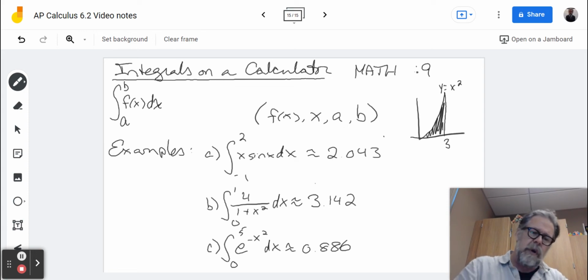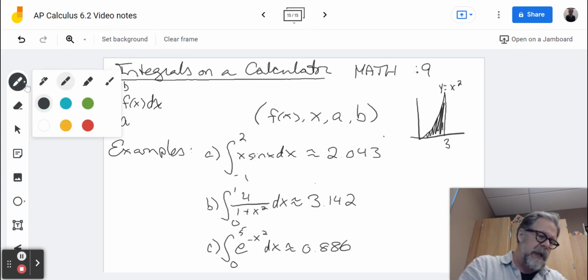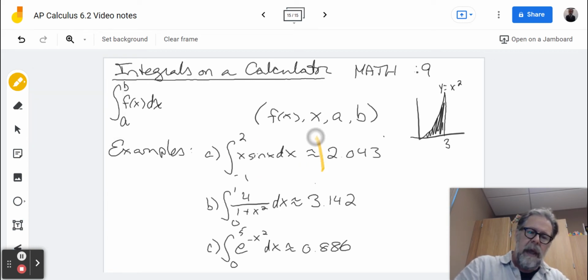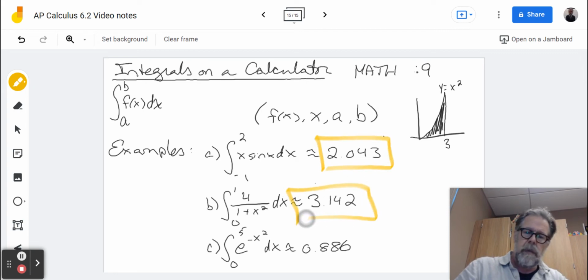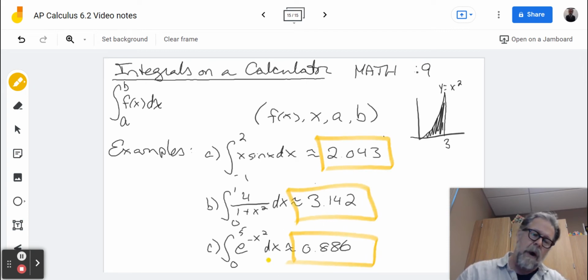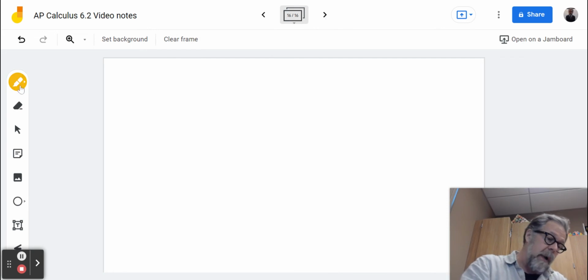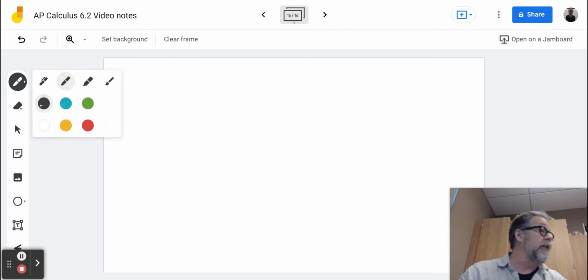And of course, you could also do for each of these a Riemann sum in the Riemann program on your calculator, and depending on how many partitions you put in, you would get closer and closer to these three numbers. All right, now let's talk about how we graph these functions.